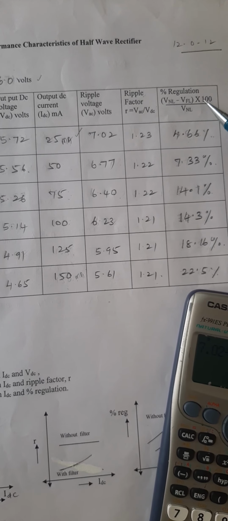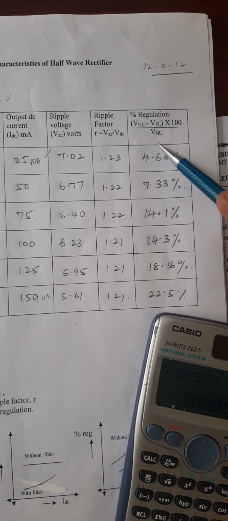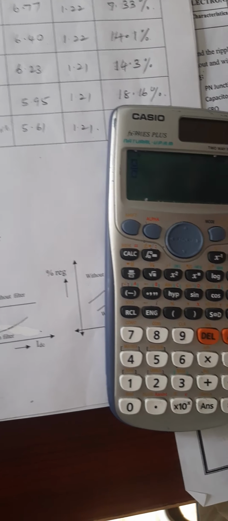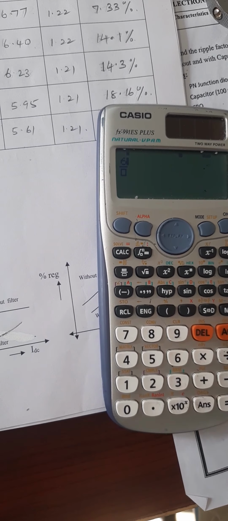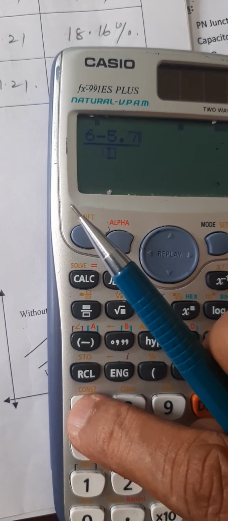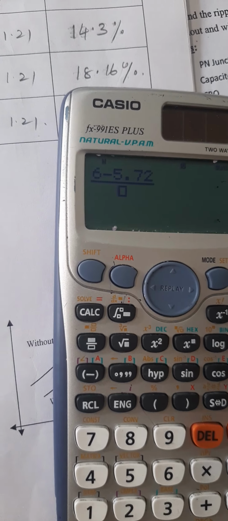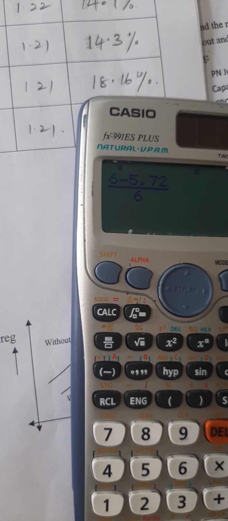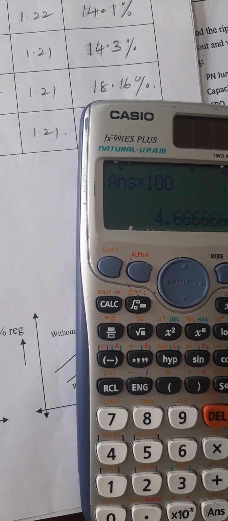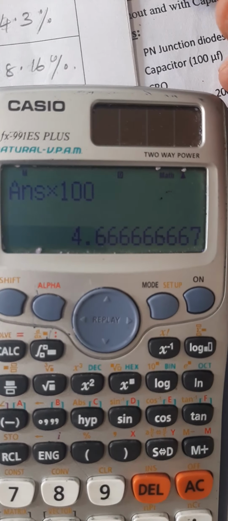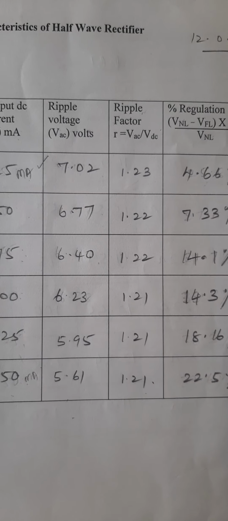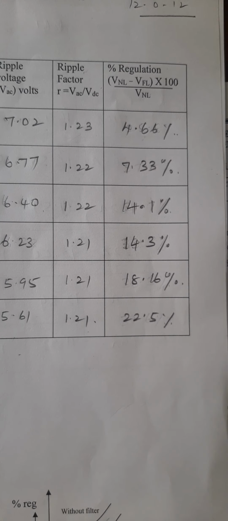Similarly, we go for the regulation. Regulation is V no load minus V full load by V no load into 100. So again I will calculate one reading for you so that it will be clear. V no load is 6 volts, that is 6 minus the full load voltage 5.72, divided by 6. You will be getting 0.04 into 100, so you will be getting 4.66%. Similarly, you calculate all the values. There is a gradual increase of the regulation here.